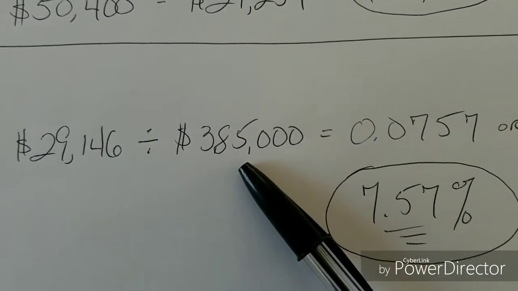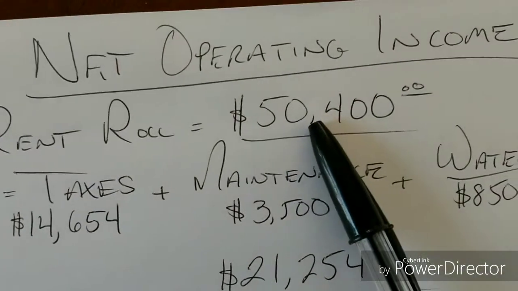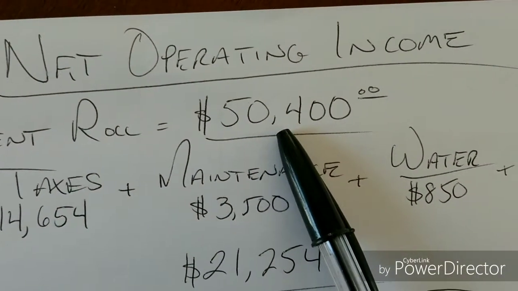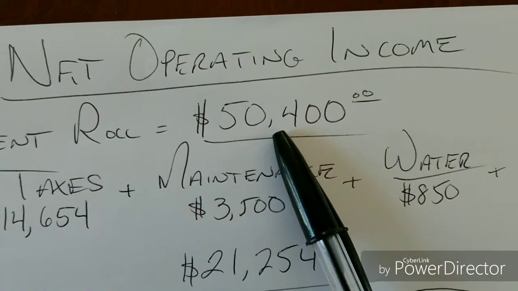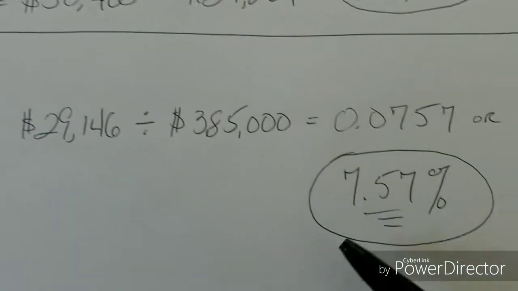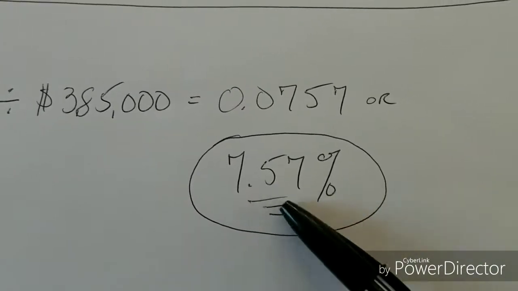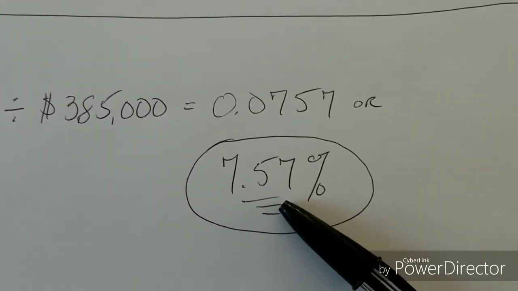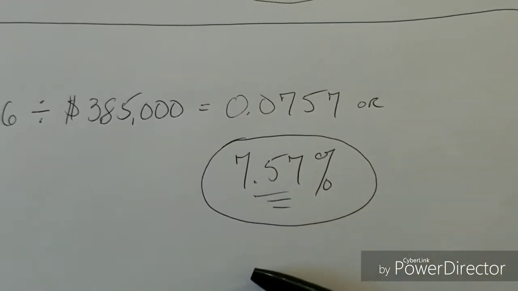We spent $385,000 for that property, and we are making $50,400 a year in gross income. We bring it down to our net income, and again, we get a cap rate of 7.57%.